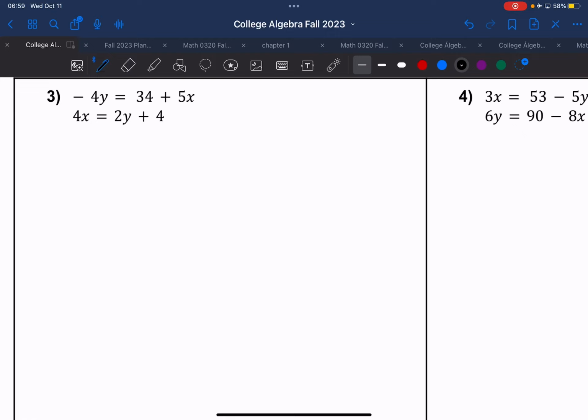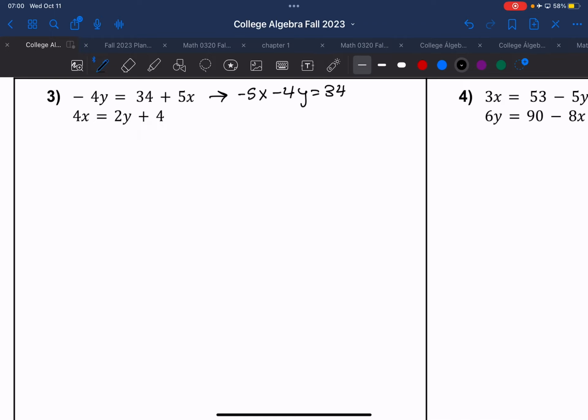So just like the first step of Cramer's is to make sure both equations are in standard form, we have to do the same here. So on number 3, are they in standard form? No, so we need to make them in standard form. So for the first one, what do we need to move over to the other side? The 5x, because we want our x's and our y's on the same side. So this becomes negative 5x minus 4y equals 34.